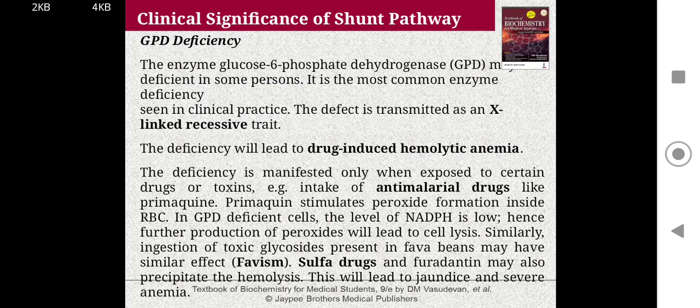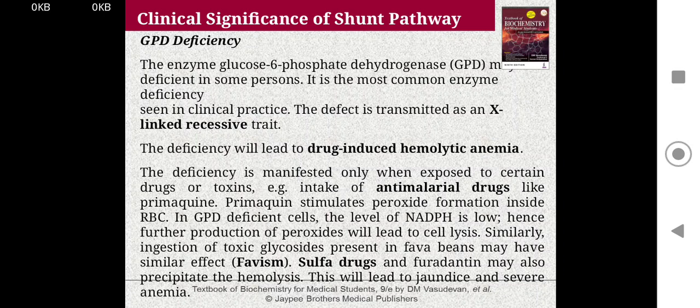G6PD deficiency. The enzyme glucose 6-phosphate dehydrogenase is deficient in some persons. It is the most common enzyme deficiency seen in clinical practice. The defect is transmitted as an X-linked recessive trait. The deficiency will lead to drug-induced hemolytic anemia. The deficiency manifests only when exposed to certain conditions, certain drugs or toxins. For example, intake of antimalarial drugs like primaquine.